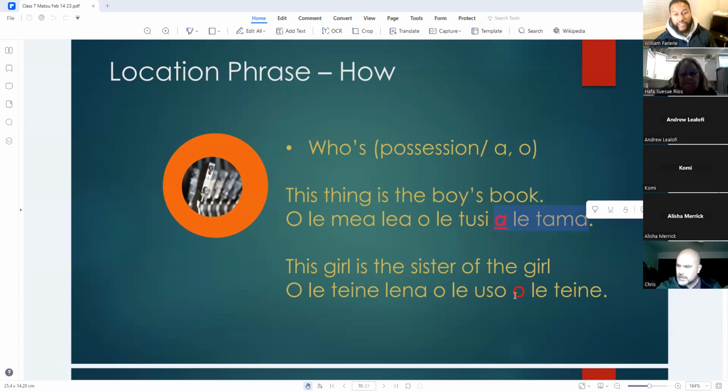Okay, but then here's another kind of possession, the sister of the girl. Okay, so oletene lena, so it's actually supposed to be lene. So oletene lene, because this lena is that and lene is this. So oletene lene oleuso oletene. So this is the sister of the girl. So a sister is an O class thing. So that is why it's, instead of aletene, it's going to be oletene.